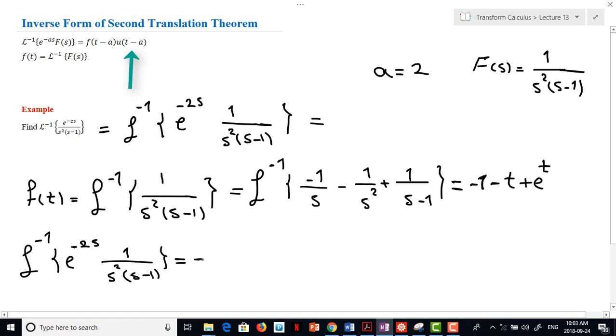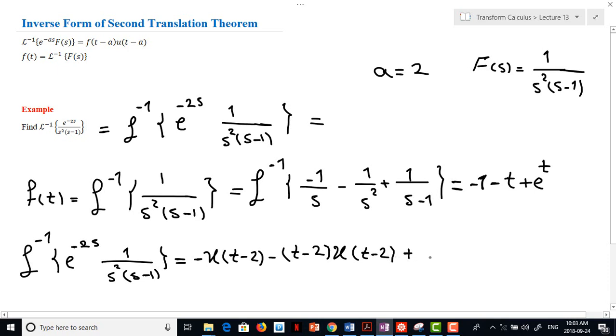u(t minus a). So it's minus 1 times u(t minus 2). That is for the first part of f(t). Then we have minus t. It's f(t), so f(t minus 2) is minus (t minus 2) times u(t minus 2).